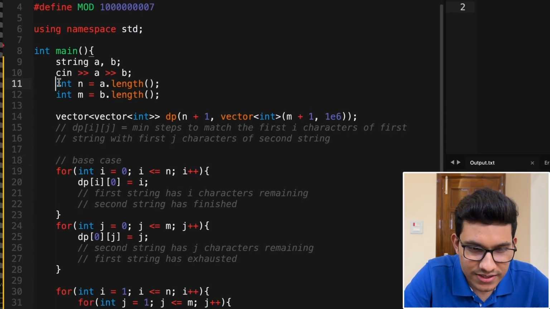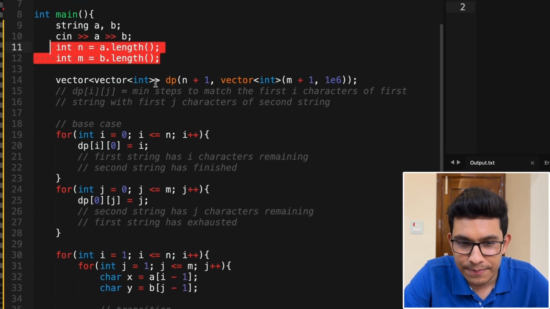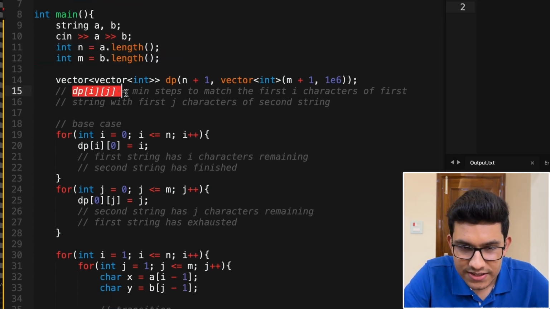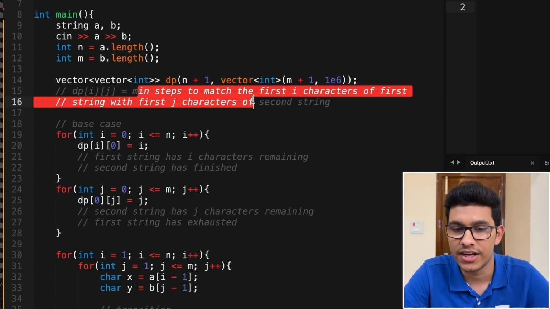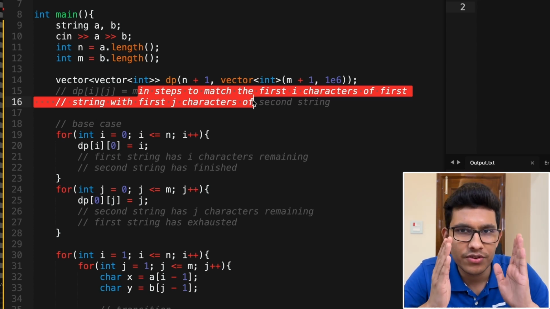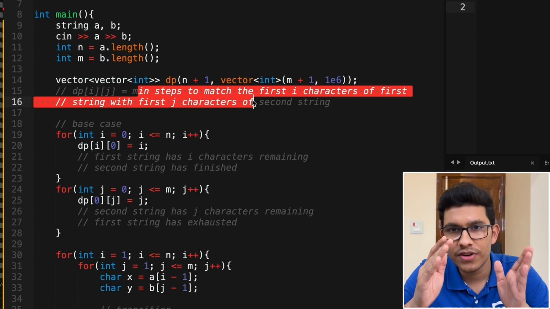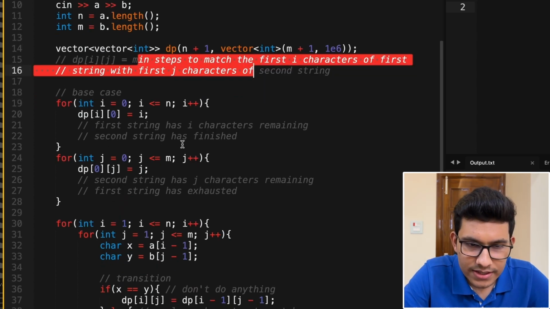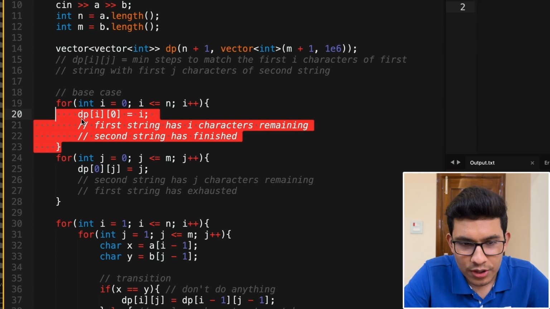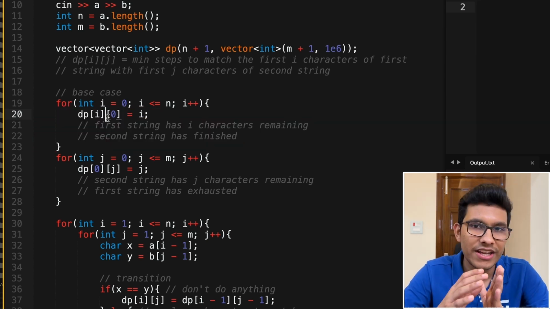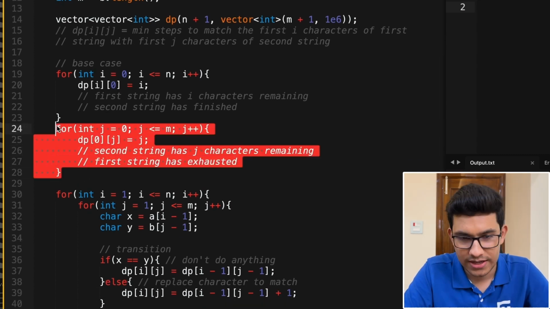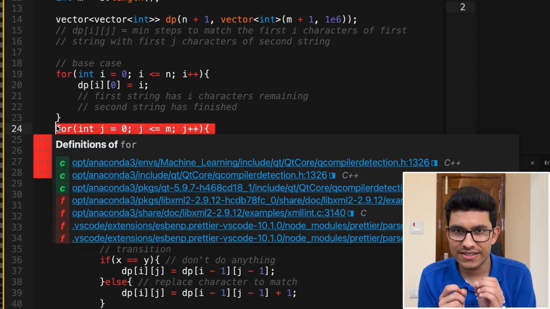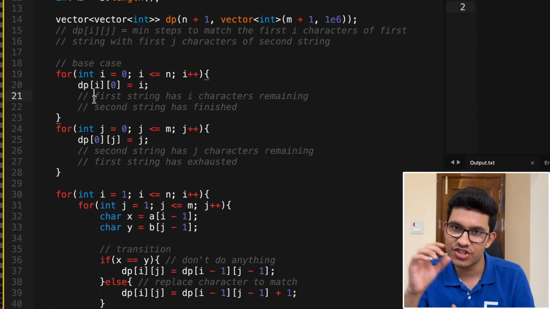So what we're doing first of all here is that n is the length of the first string, m is the length of the second string. Then we're defining our dp states here. We are saying dp of i comma j is the minimum steps to match the first i characters of the first string with the first j characters of the second string, which is the same as saying the edit distance between them. This is the base case that we've defined, that dp of i comma 0 is equal to i, because we have exhausted the second string, but there are i characters remaining in the first string. Similarly, dp of 0 comma j is equal to j. What this means is that the first string has been exhausted while the second string has j characters remaining.